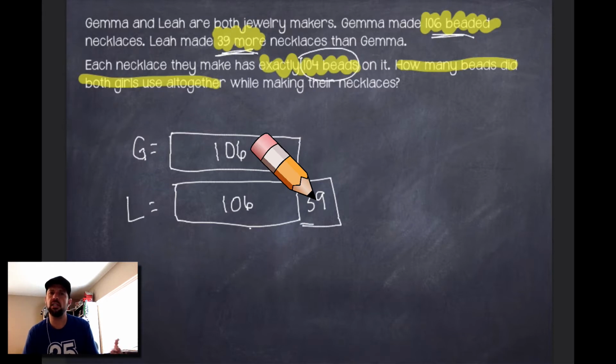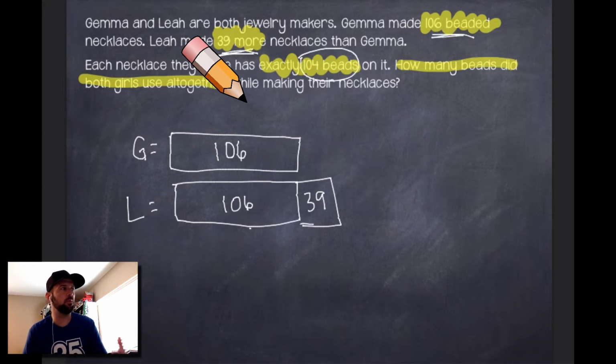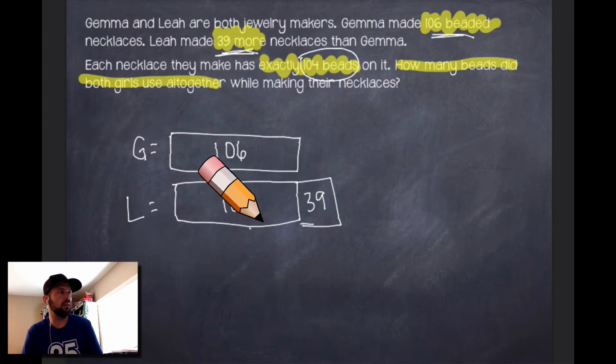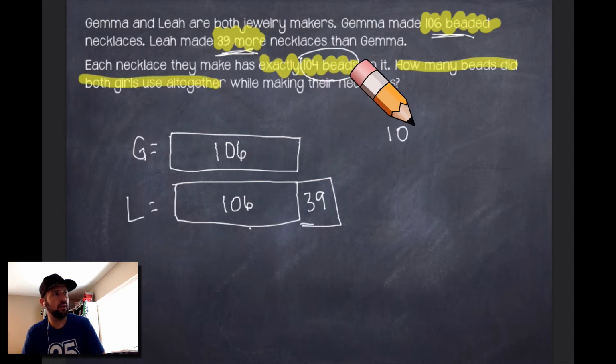Okay? Why do we need to know how much she made? Well, if we look down here, it says how many beads did the girls use all together. So that's definitely something we're going to need to know: how many necklaces they made, then how many beads were in each necklace to figure out how many beads they used all together. A couple steps here, but we're getting there. Okay. So let's figure this out first. Leah, 106 plus 39. Let's go ahead and do that.